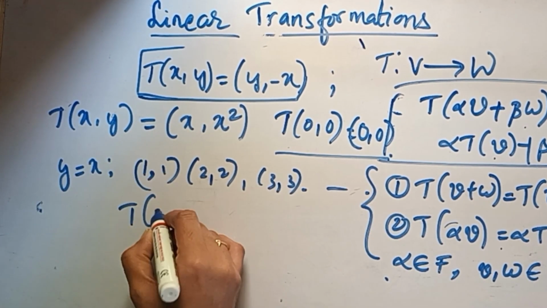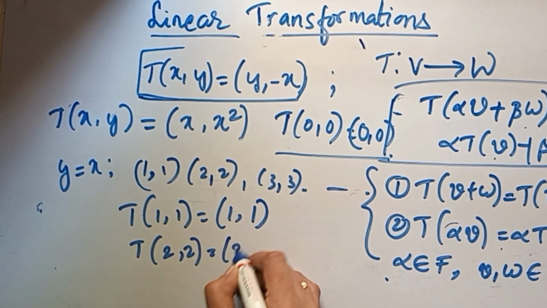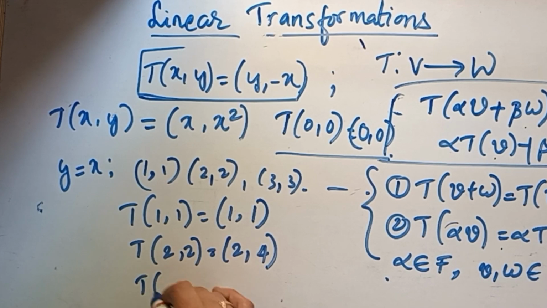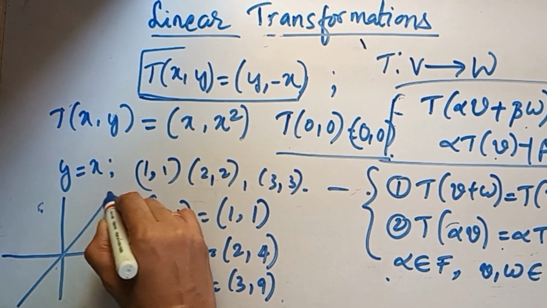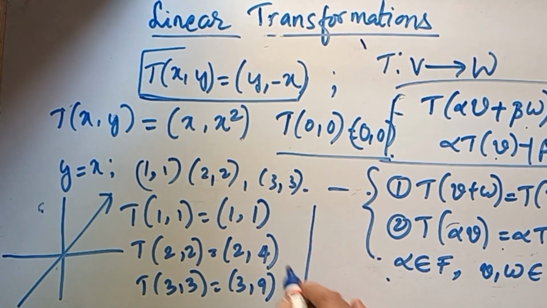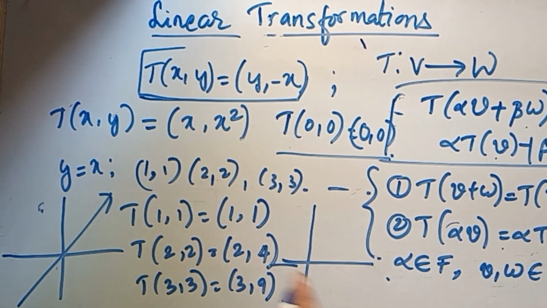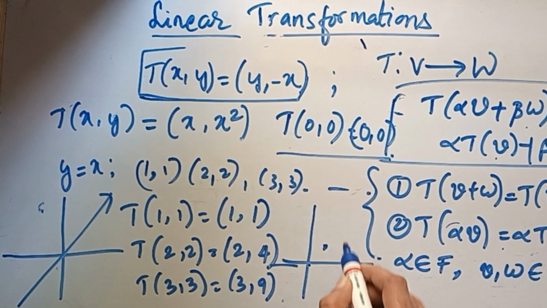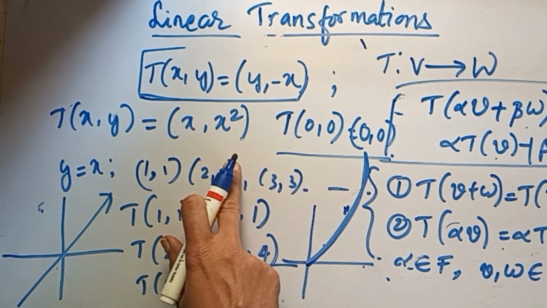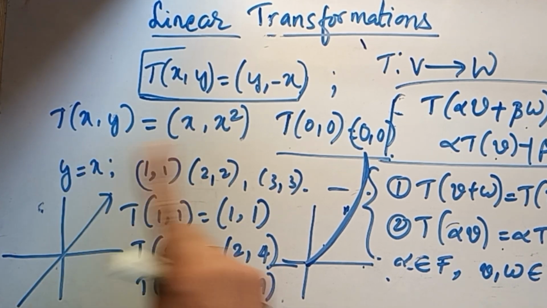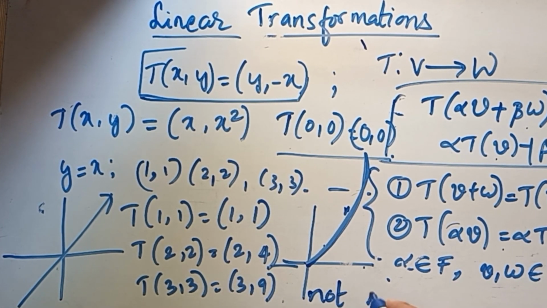Just check now. T(1, 1) goes to (1, 1). Then T(2, 2) goes to (2, 4), since 2 squared is 4. T(3, 3) goes to (3, 9). So initially you had the line y = x. After applying the transformation, I don't know exactly how it looks, but this is how it is changing the line: (1, 1), then (2, 4) and (3, 9). So that line is getting curved. It is nothing but a parabola. Initially it was a line, now it is getting curved after applying the transformation. Therefore, this transformation is not a linear transformation.